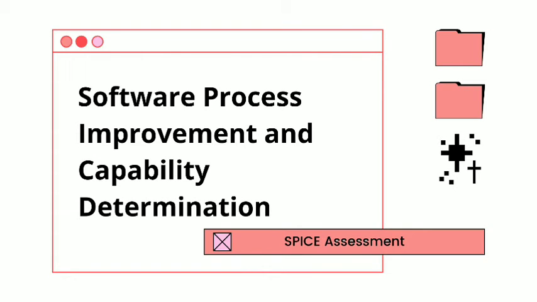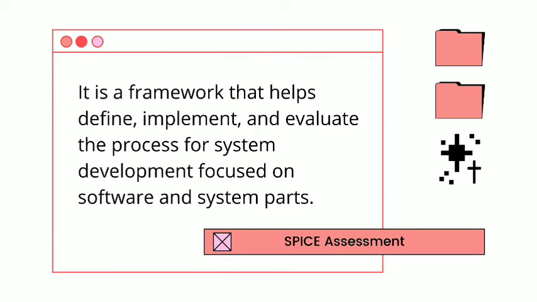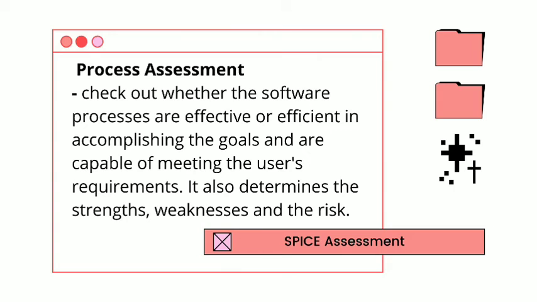SPICE stands for Software Process Improvement and Capability Determination. It is a framework that helps define, implement, and evaluate the process for system development focused on software and system parts. Process improvement and capability determination is caused by process assessment. This process assessment checks whether the software processes are effective or efficient in accomplishing the goals and are capable of meeting the user's requirements. It also determines the strengths, weaknesses, and the risks.